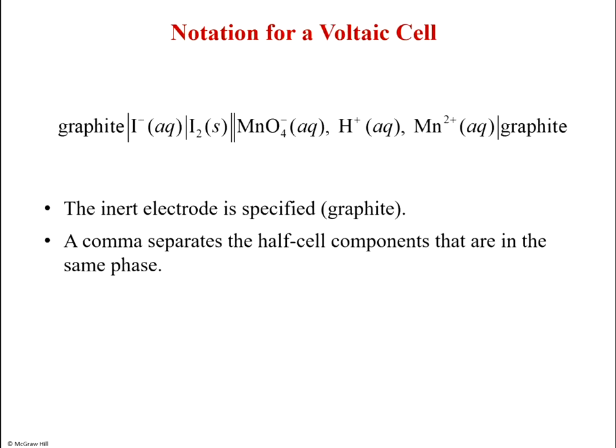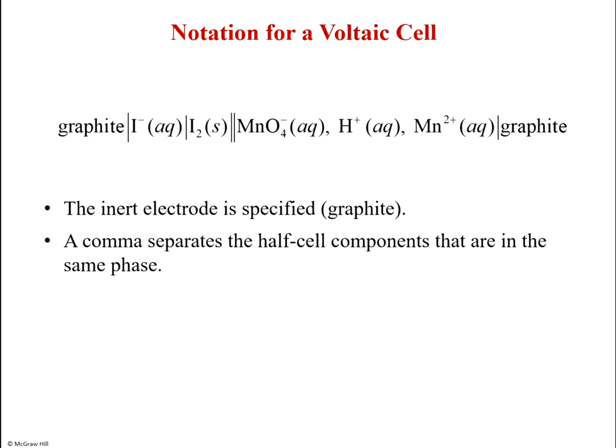So here we have a notation for a voltaic cell that uses an inactive electrode. This is for the iodine, iodide, and permanganate manganese 2 reaction that we just saw 2 slides ago. In that case, we used carbon or graphite as our electrode. So here we have our oxidation on our left-hand side. We have graphite, a line for the phase boundary to iodide, and then a line for the phase boundary to the iodine solid, which is the product.